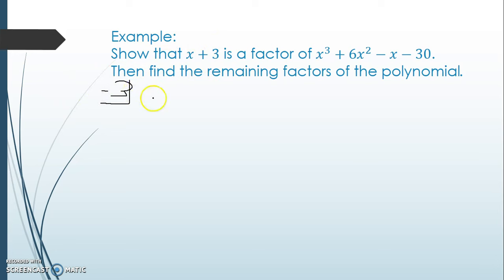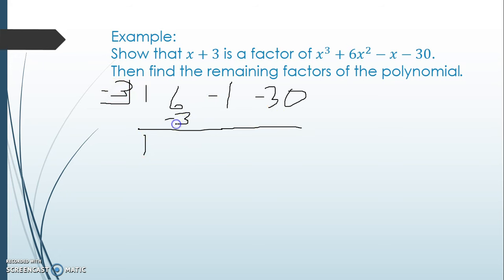Now the coefficients are what we put at the top part of our synthetic division. So we get 1, 6, negative 1, and negative 30. And then we're going to do synthetic division from here. So we're going to bring down our 1. Then we'll do negative 3 times 1, which is negative 3. And we'll add. So 6 plus negative 3 is 3.